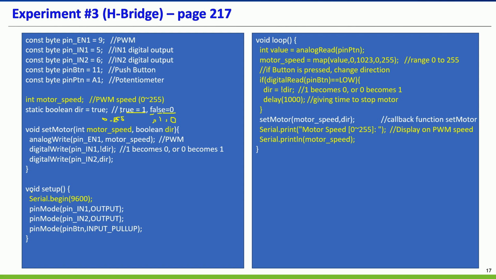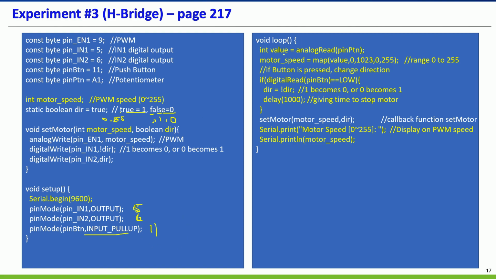It is a void setup. It is a Serial.begin. This one is the setup for serial communication. Of course, it's very easy. As you know, this one is output pin 5 and pin 6. Pin 5 and pin 6 are outputs. Pin 11 is the internal input for the switch.